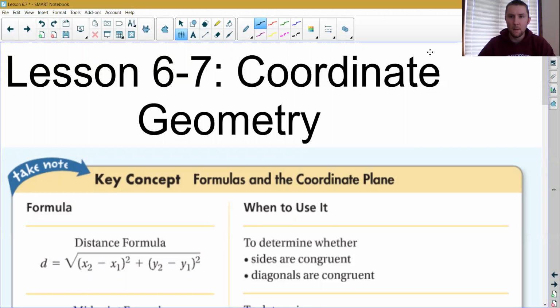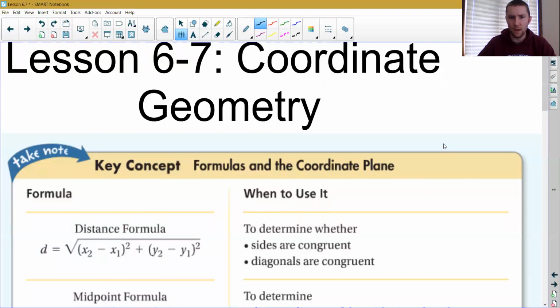shapes. And this is just going to be one extra application of that, but it's going to use a couple of formulas that we should be familiar with from previous courses or earlier in our geometry course. We are going to briefly review them and then apply them in a new way with all these special four-sided shapes and even triangles today. So this lesson is called Coordinate Geometry.